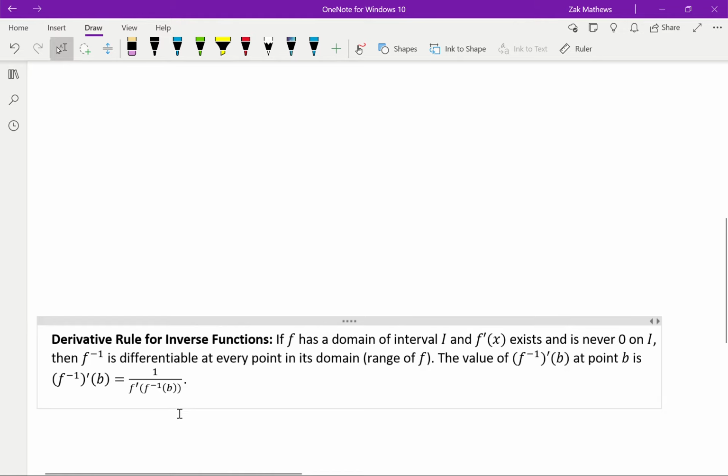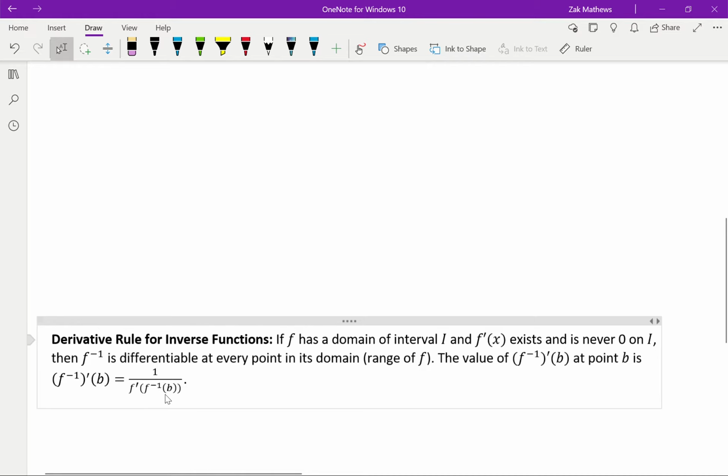If the slope of the function is equal to 0 at some point, the inverse derivative would not exist at that point because we're putting the 0 into the denominator. So what's going on in here, the stuff I told you to ignore just a second ago, the f inverse of b? Well, this is how we're sending things forwards and backwards.